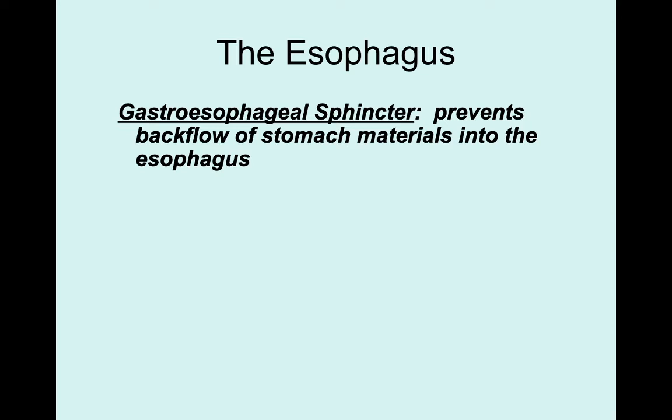Also, these sphincter muscles can help control the movement of material, so they can slowly release materials from one part to the next. The sphincter muscle at the end of the esophagus is called the gastroesophageal sphincter. Again, gastro for stomach, esophageal for esophagus. So it is the junction between the esophagus and the stomach, the gastroesophageal sphincter. It prevents backflow of stomach materials into the esophagus.